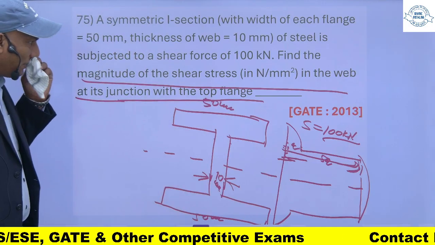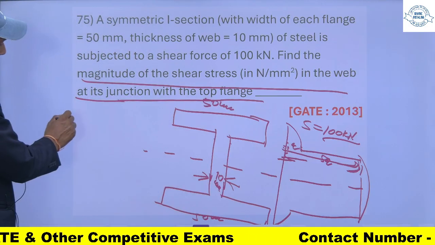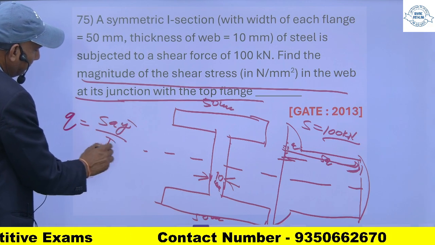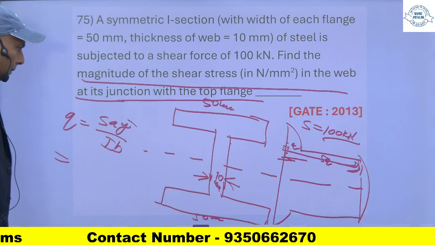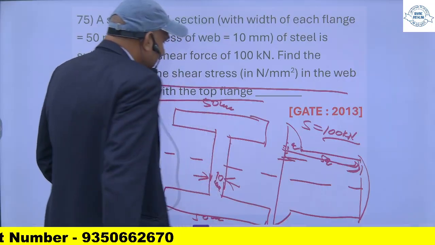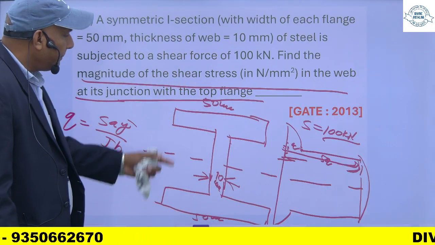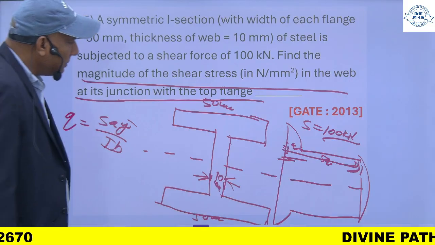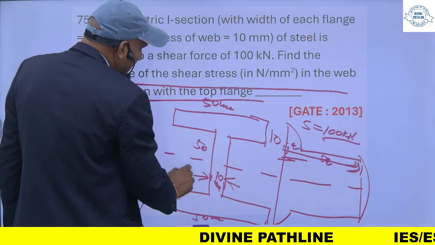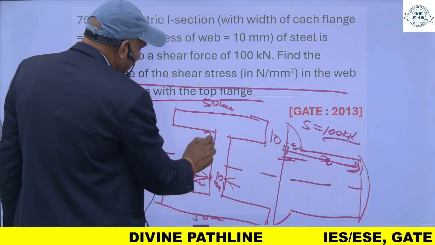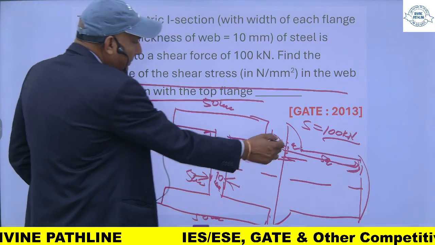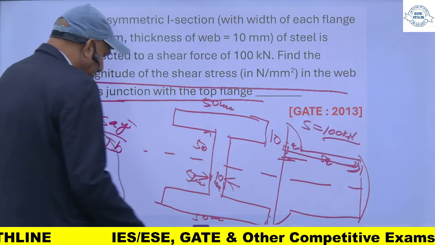For this, my formula is Q is equal to S A y bar upon I B. This is the formula. First, I will find the stress at this level. So this is 50. As this is symmetrical, this will be 10, and this will also be 50. This is 50 mm, 50 into 10.